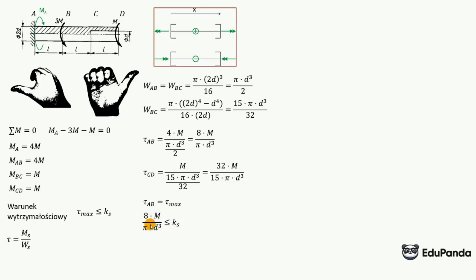The fraction gets simplified, leaving M, and we'll have that M should be less than or equal to. And now add pi d cubed to ks and divide it by 8. I hope you understand what is meant. And that is the first part of the task.